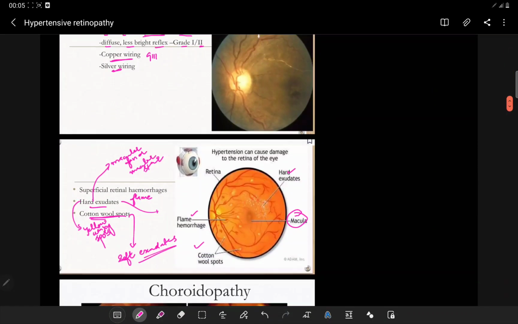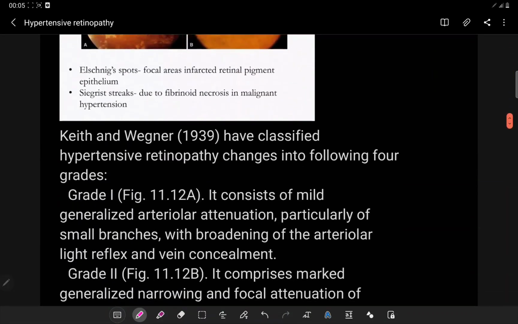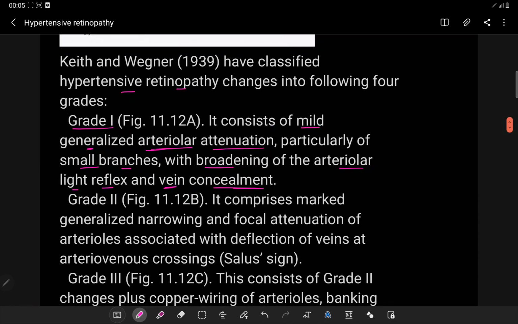Let's start with the Keith and Wagner classification. It has classified hypertensive retinopathy into 4 grades. We have grade 1, which consists of mild generalized arteriolar attenuation, particularly of the small branches, with broadening of the arteriolar light reflex and vein concealment. Grade 2 comprises marked generalized narrowing and focal attenuation of the arterioles associated with deflection at the AV crossing, which is the Salus sign.